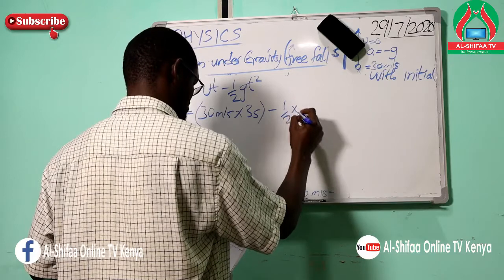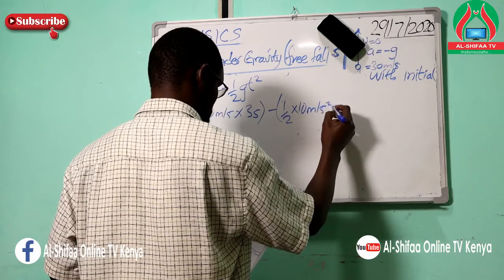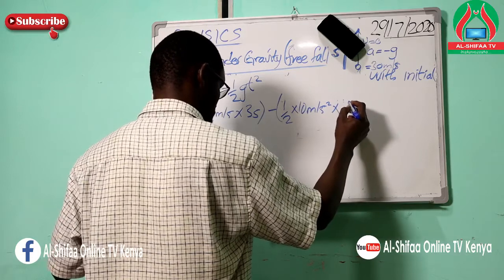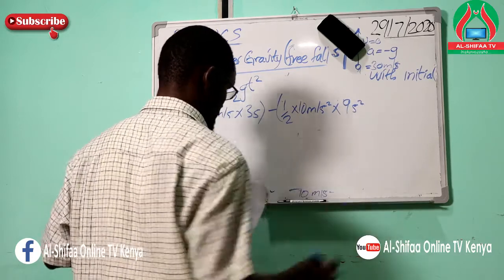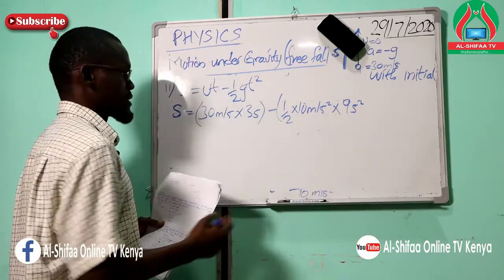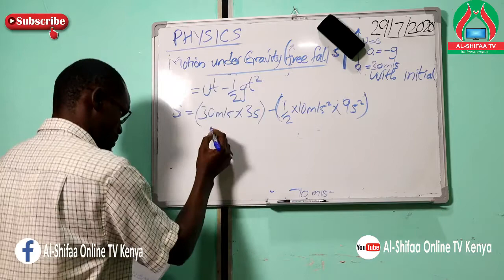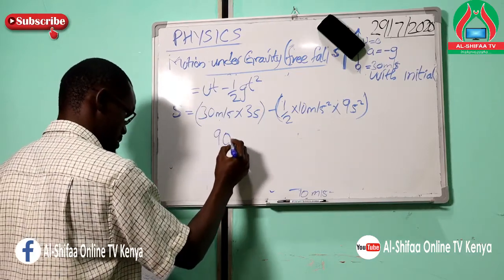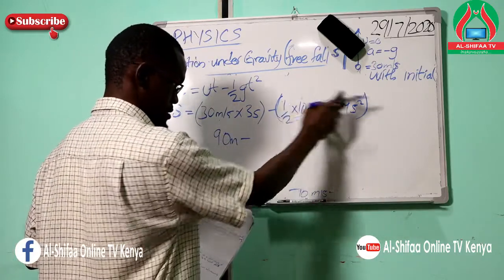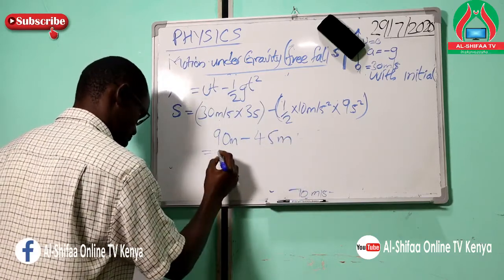a half times 10 meters per second squared times 3 squared, which will be 9 seconds squared. So here we'll be left with 90 meters minus, when we multiply, 10 times 9 times a half, we get 45. So our distance is 45 meters.